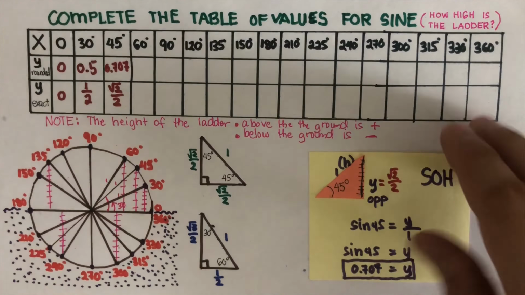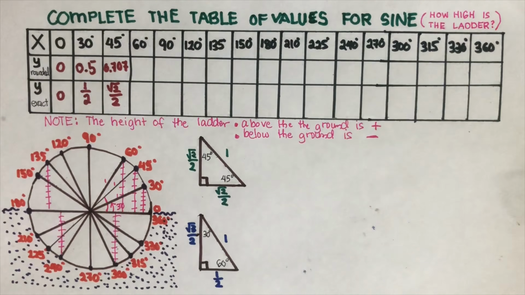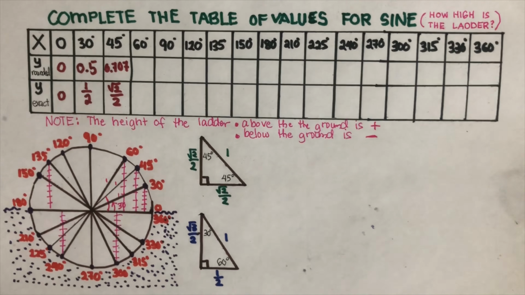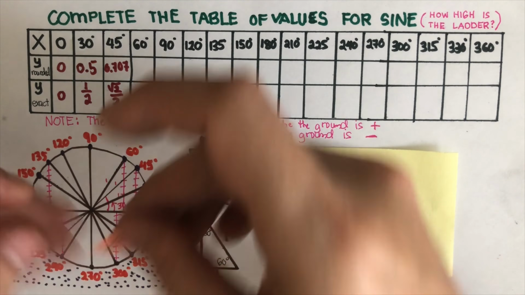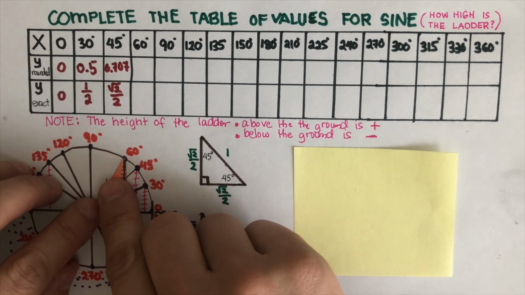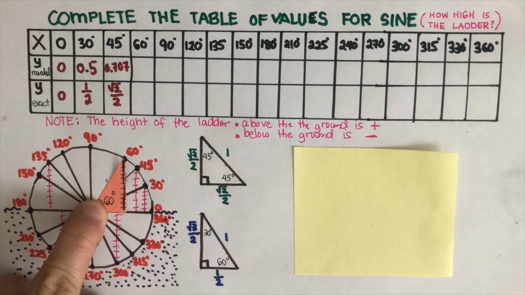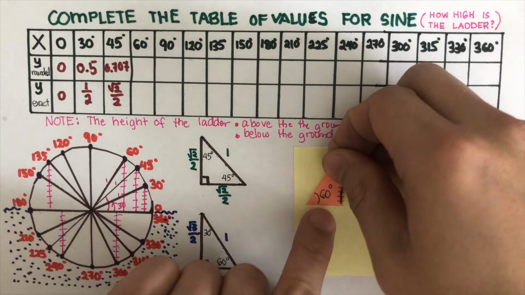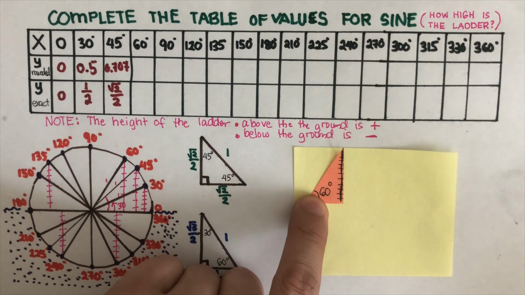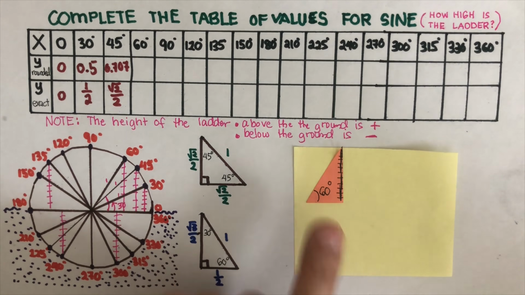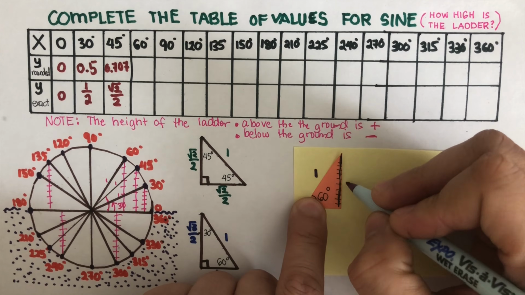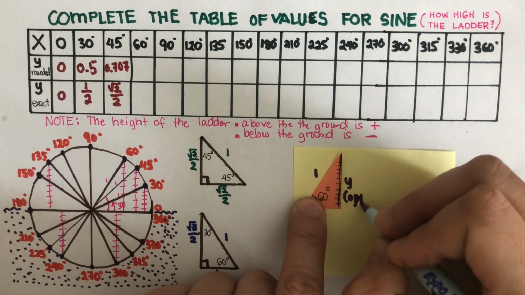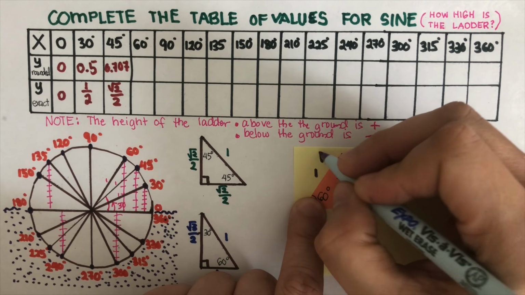Now let's move on to the third one, which is the 60 degrees. So I have here another paper. So for the 60, I have placed this one up here. So that's the triangle right there. And again, we want to know the height of the triangle. So I will put that up here. So the label for this would be 1 on the hypotenuse, and this will be our y. Again, this is our opposite, and this is our hypotenuse.